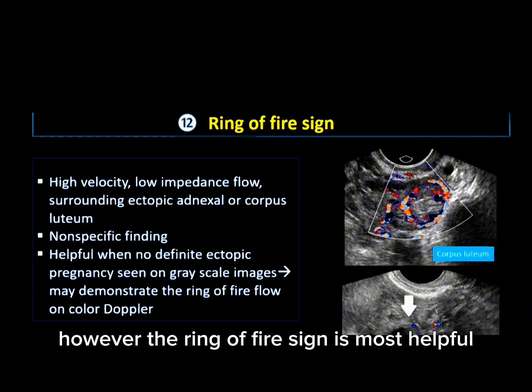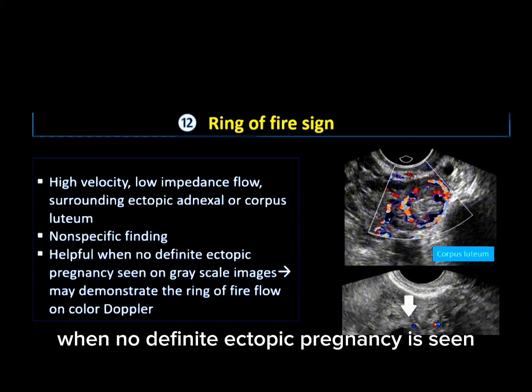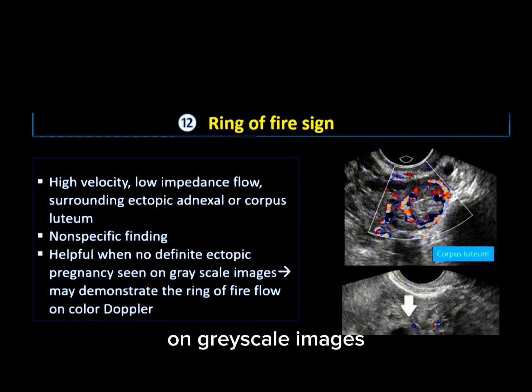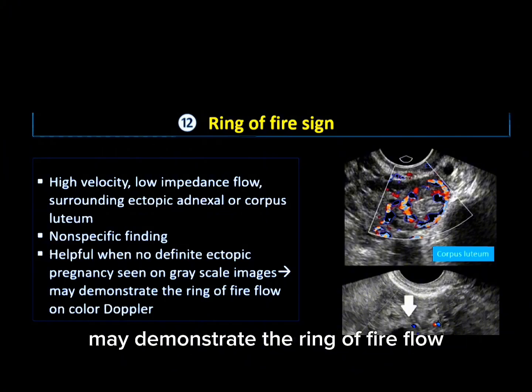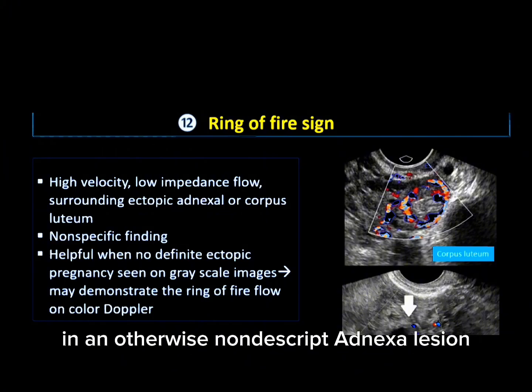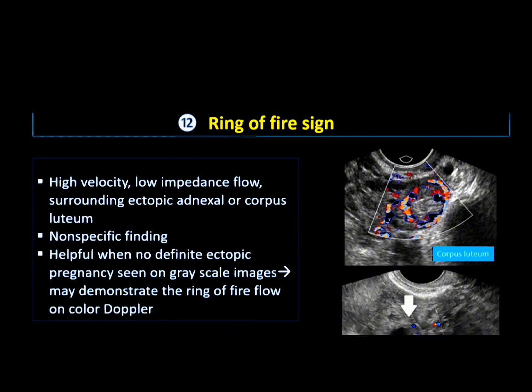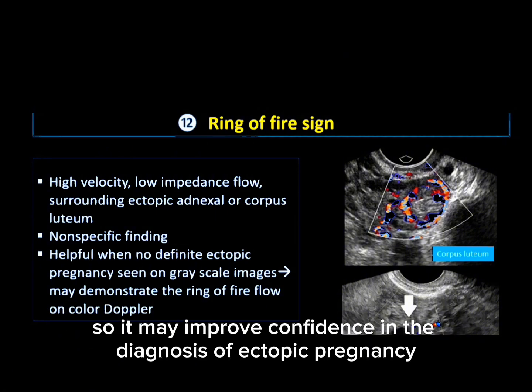However, the ring of fire sign is most helpful when no definite ectopic pregnancy is seen on grayscale images. Color Doppler images of the adnexa may demonstrate the ring of fire flow in an otherwise nondescript adnexal lesion, so it may improve confidence in the diagnosis of ectopic pregnancy.